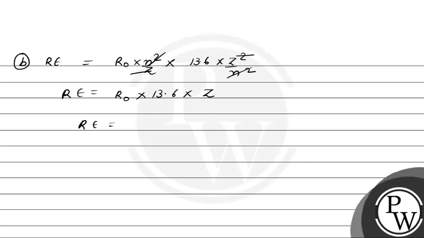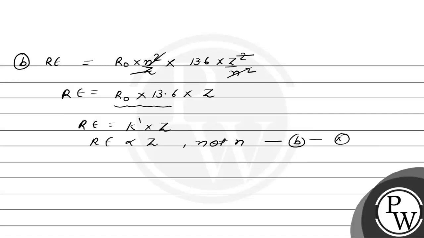So R into E will come out to be, let's say R naught is constant, so its product with 13.6 will also be constant. Let's say K dash into Z. Clearly R into E is proportional to Z, not n. So option B is incorrect.